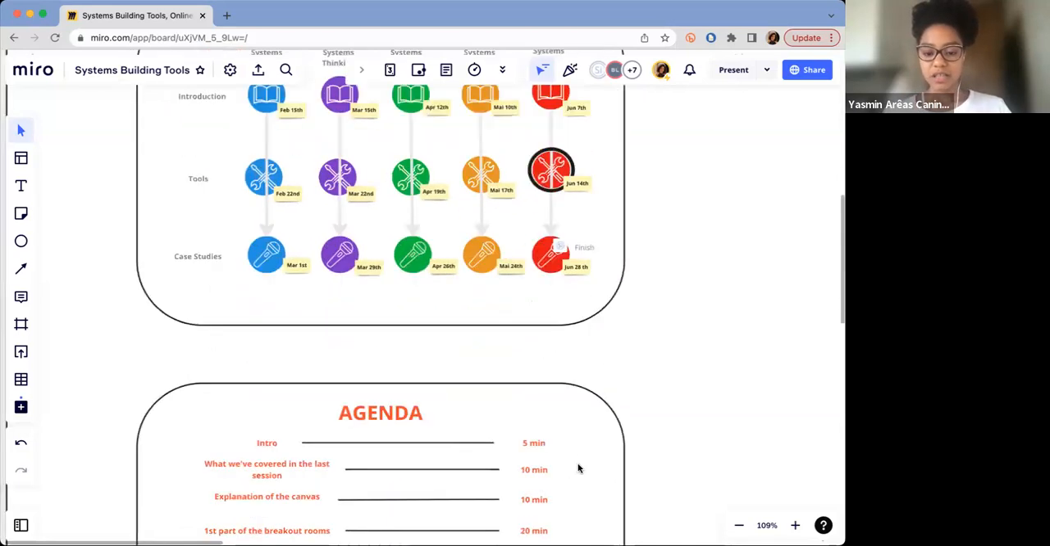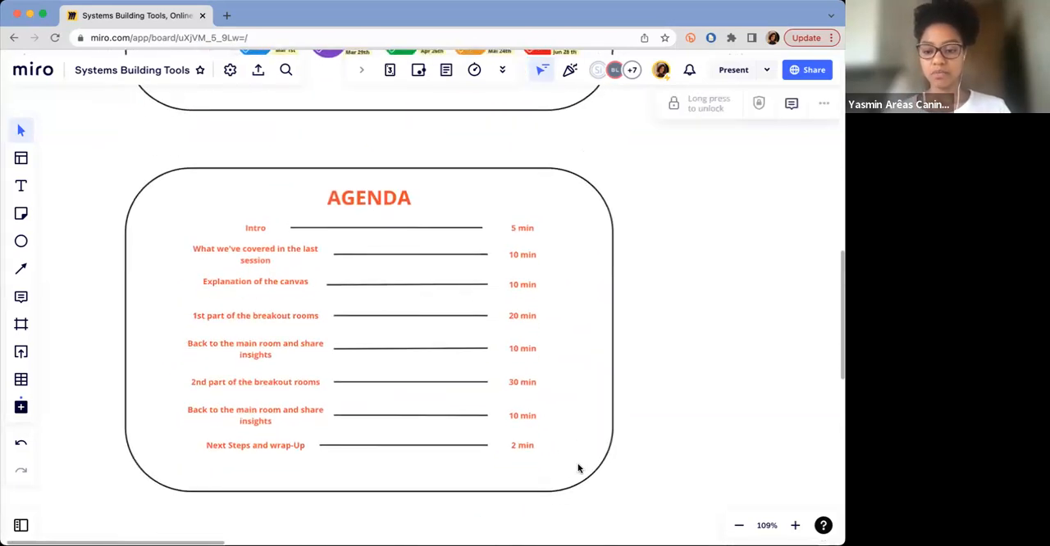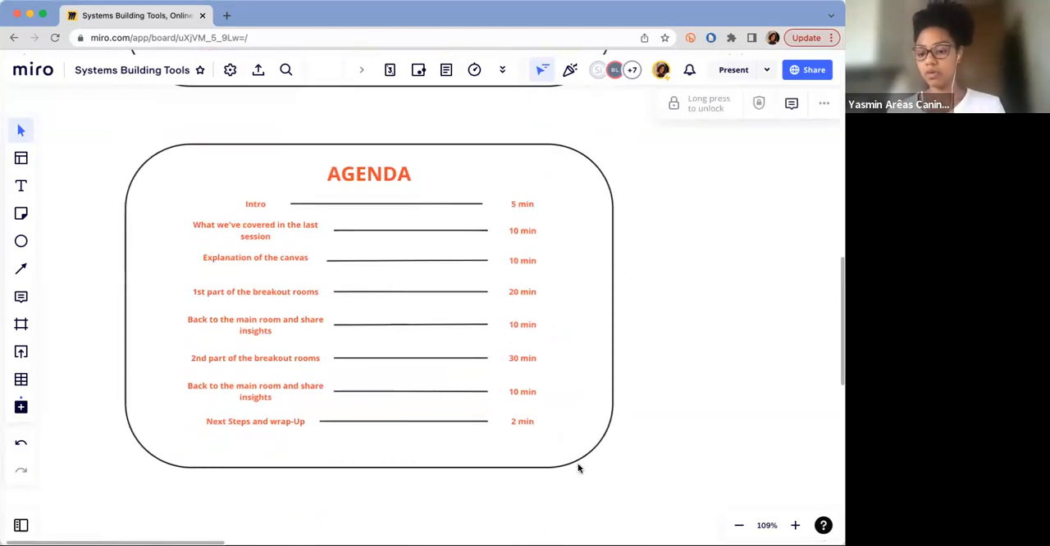So our agenda for today, this is going to be just a brief introduction and overview of the last concepts that we covered in our previous session. And then we're going to have a quick explanation of the canvas that we're going to use today. Afterwards, we're going to have 2 sessions of breakout rooms. So we're going to divide the canvas exercise in 2 parts so we can get the most out of it. And afterwards, we're going to have next steps and wrap up of the session. All right.